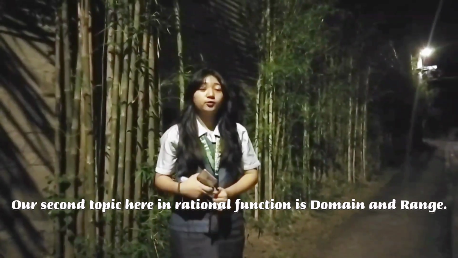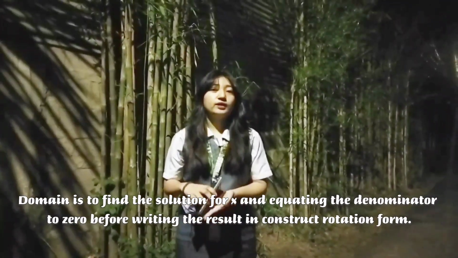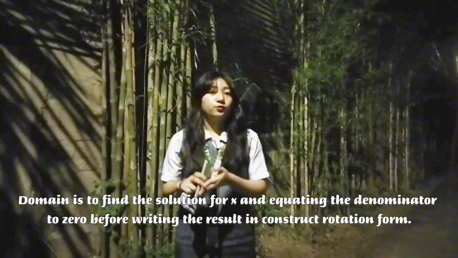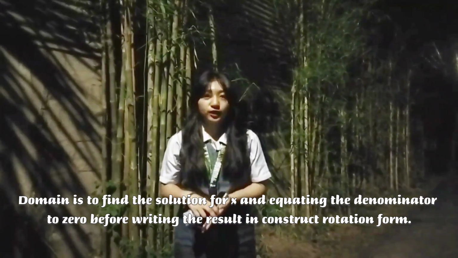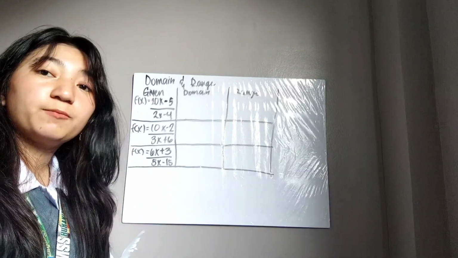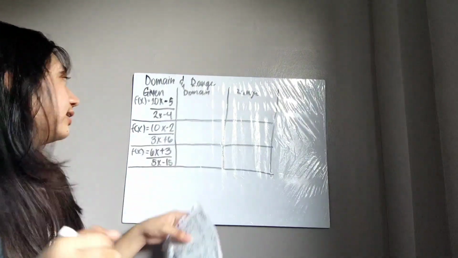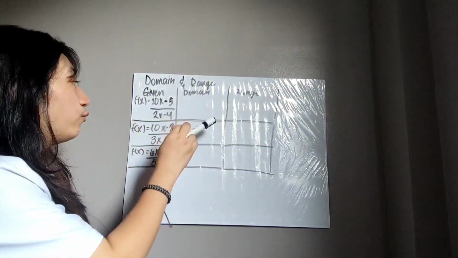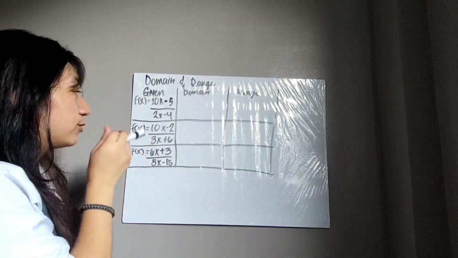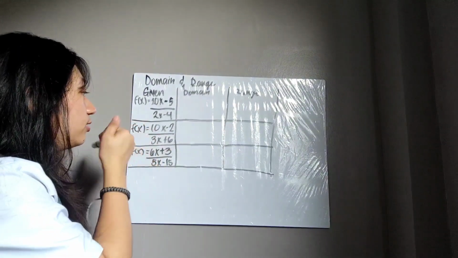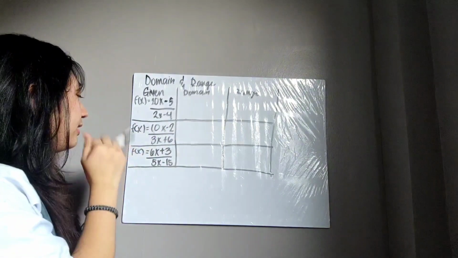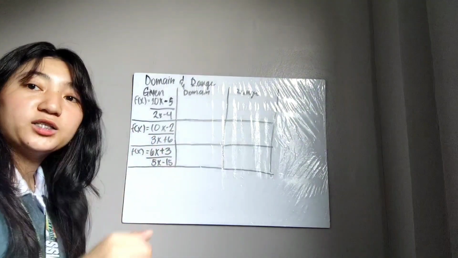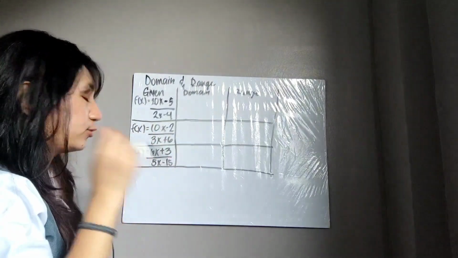Our second topic here in rational function is domain range. Domain is to find the solution for x and equating the denominator to 0 before writing the result in the interval notation form. So, here's the example of domain and range, and ito yung given natin, which is yung fx is equal to 20x minus 5 over 2x minus 4. Next, fx is equal to 10x minus 2 over 3x plus 6. Last, fx is equal to 6x plus 3 over 5x minus 15.